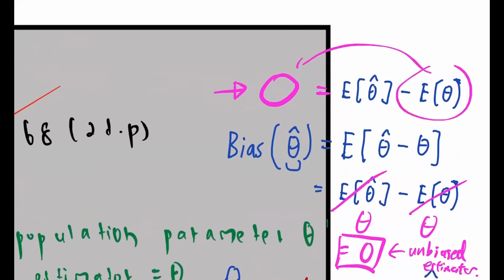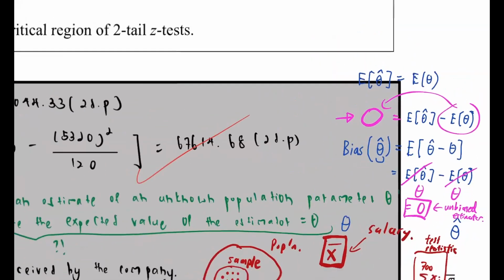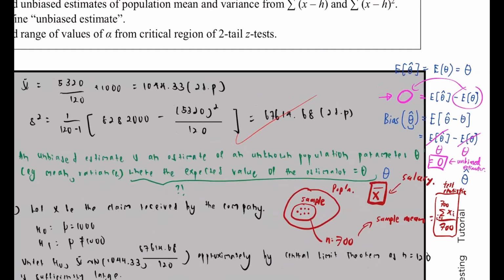But if you bring this over to the other side, what do you get? You end up with expectation of theta hat. Sorry for writing my equation upwards; I should be writing downwards. Expectation of theta hat is equal to expectation of theta, and actually this theta is a constant, so you can just simplify it as theta. That's what they mean. They are basically translating this equation into English. The expected value of the estimator, the expected value of theta hat, equals theta.